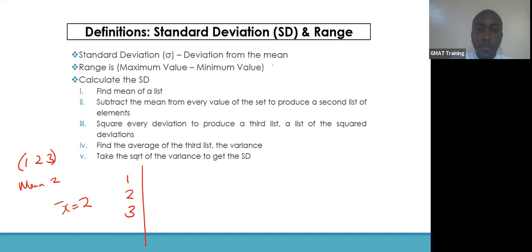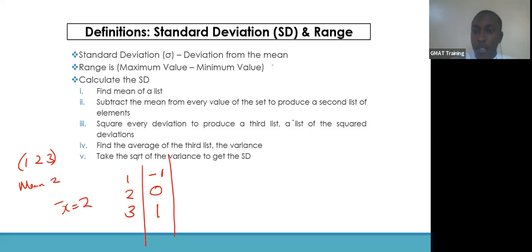Then subtract the mean from every value of the set to produce a second list of elements. Now we have the first list, subtract the mean from each value. 1 minus 2, that's -1. 2 minus 2, that's 0. And 3 minus 2, that's 1. That's the second list.